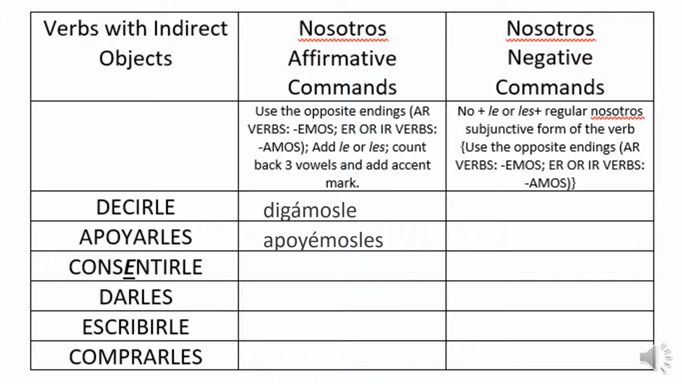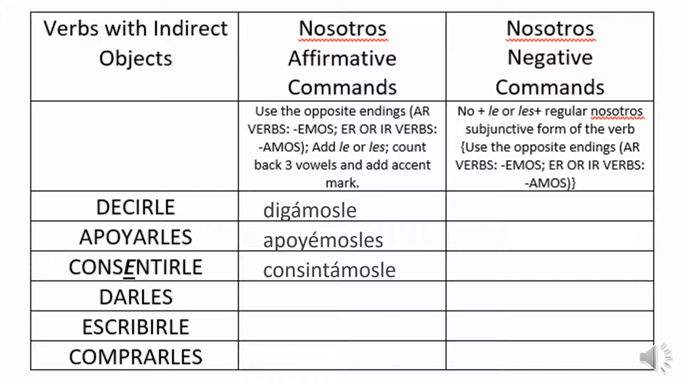Consentirle. Consentir means to spoil. And once again, this is an E to I stem change. And I made sure to mark the E for you. So, because it's an IR verb, it's an AMOS ending, and then we're going to add the le at the end and count backwards for our accent mark. Consintámosle. So this is let's spoil him, or let's spoil her.